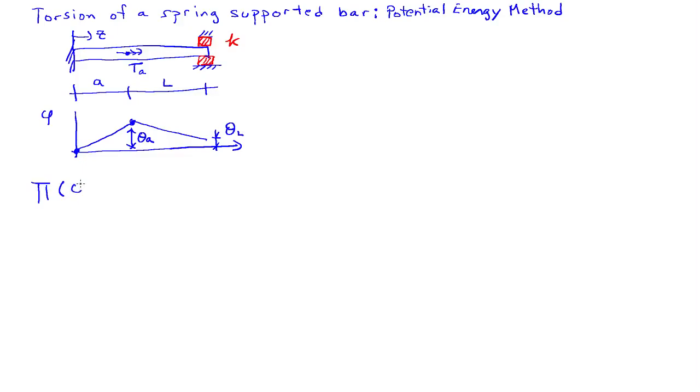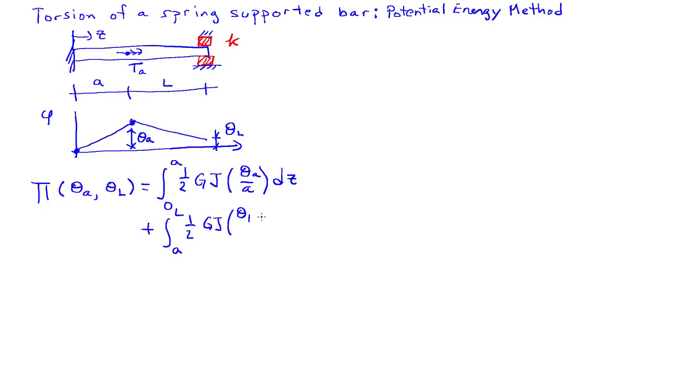So the total potential energy is going to be a function of theta A and theta L, and it's going to be composed of two parts: the stored energy in the rod, so it'll be an integral 0 to A of 1/2 GJ times the twist rate in the first part of the bar, which is theta A over A, plus the potential energy in the second part of the bar, integral A to L, 1/2 GJ times theta L minus theta A divided by L minus A, and these are squared, dz. So that's the stored energy in the rod.